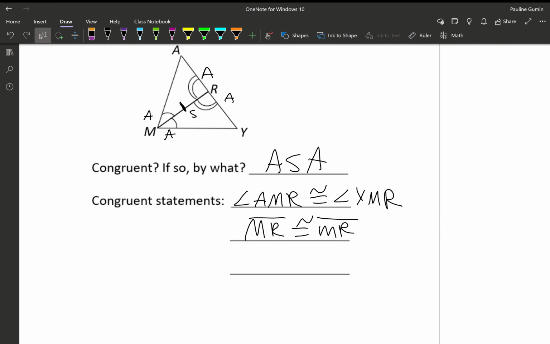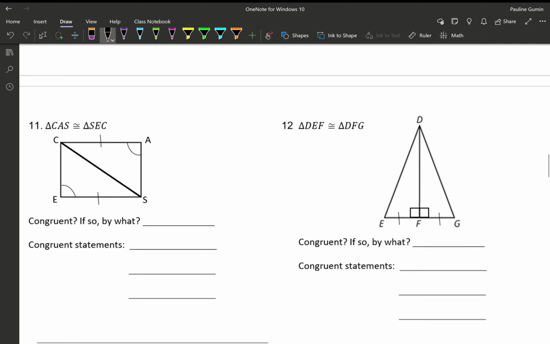And lastly, let's do the double arcs. Angle ARM, remember, the letter of the angle is in the middle, is congruent to angle YRM. Did I write an X again? What is with my brain? YRM. I just want to write X's. I don't know. Oh, excuse me.